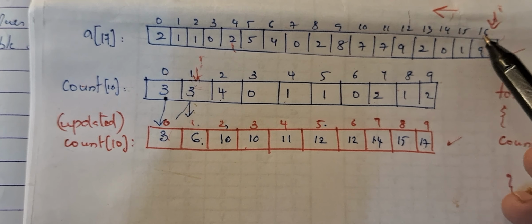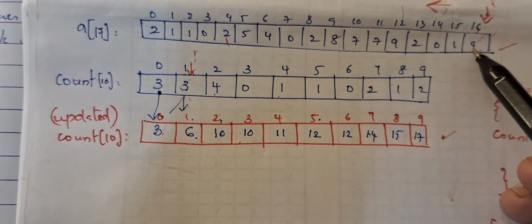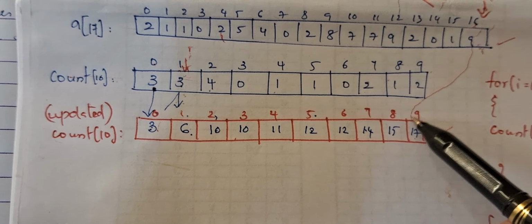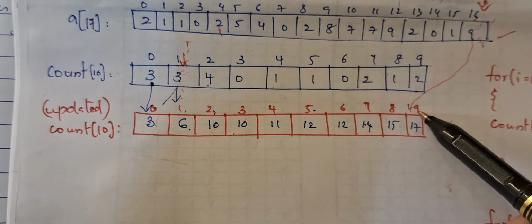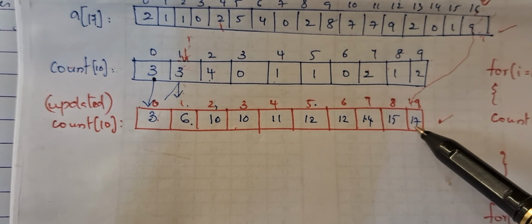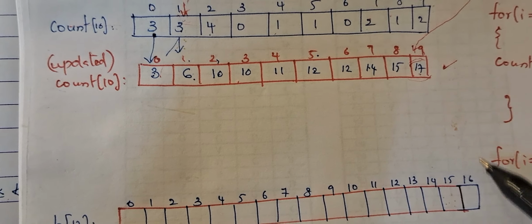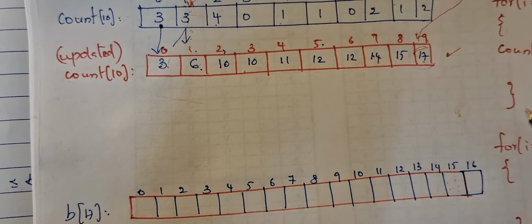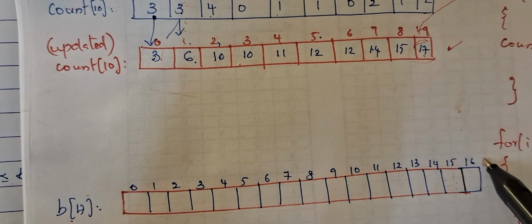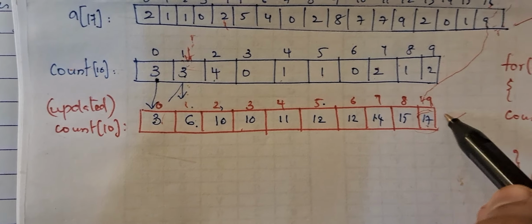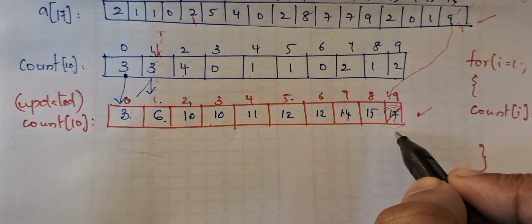So 17 minus 1 means 16, I equal to 16, then taking the corresponding element 9. Okay, so 9, then go to the index 9. In index 9 of the updated count array, you will see the element 17. But if you take the 17 directly, you can't go to the corresponding index of the final array. There is no 17th index. So whenever you are taking the element in the count array, you need to decrement the value by 1.